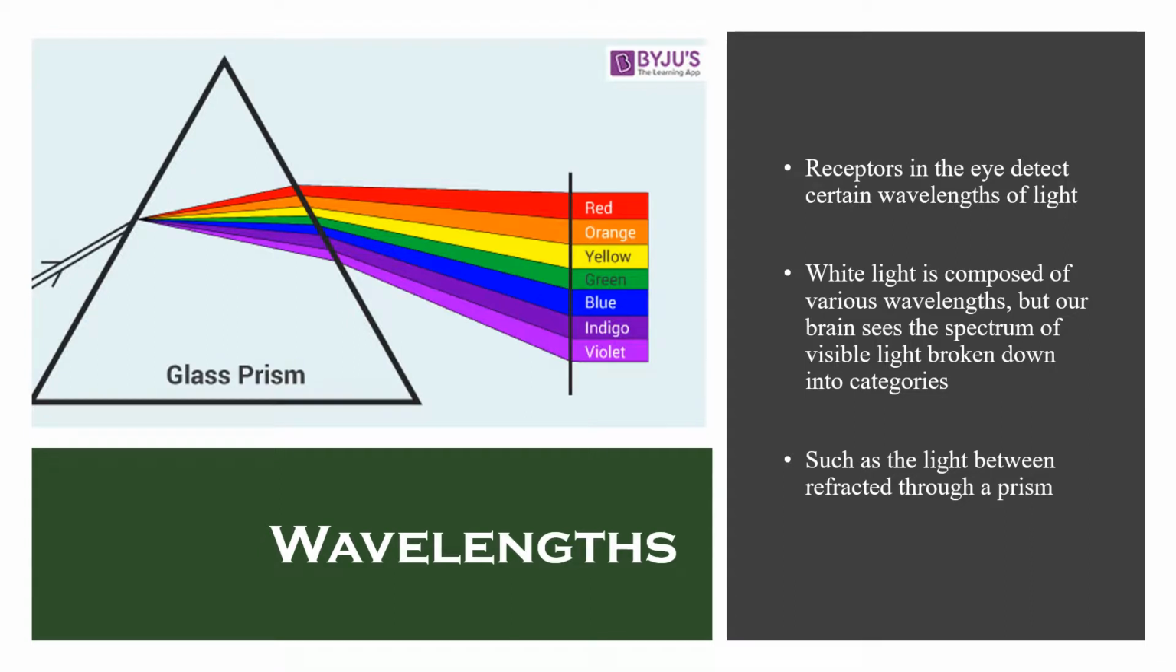Now, receptors in the eye detect certain wavelengths of light. So while white light is composed of various wavelengths, your brain sees the spectrum of visible light broken down into categories of red, orange, yellow, green, blue, indigo, and violet, such as light that's been refracted through a prism.